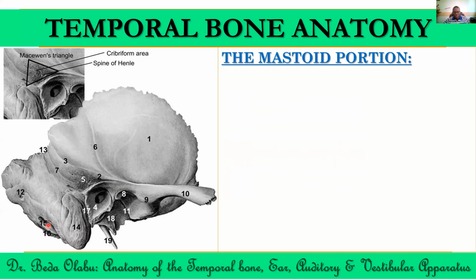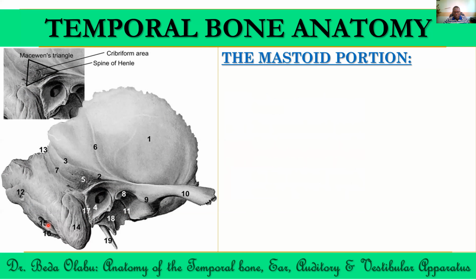Even here, so this is the mastoid antrum, and that is the aditus ad antrum, connecting to the middle ear cavity. Okay, so that is the mastoid portion. Now we can talk about the petrous portion, which is largely the subject matter.